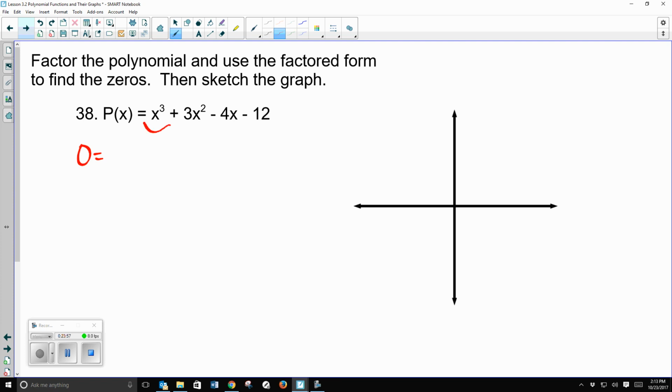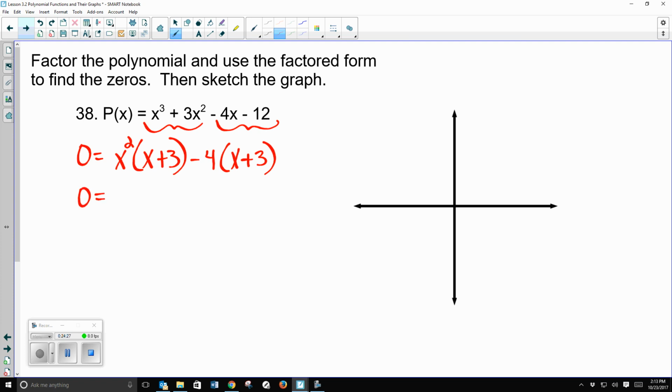So I'm going to group these 2 together and these 2 together. Hopefully when I factor something out, I'll have something in common in both. So let's see. X squared, x plus 3 is left. Factor out a negative 4, x plus 3. So when you factor by grouping, you want what's left here to match up, and it should. So then I can factor out an x plus 3.